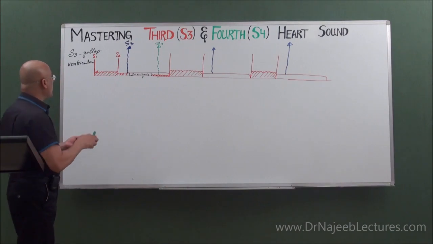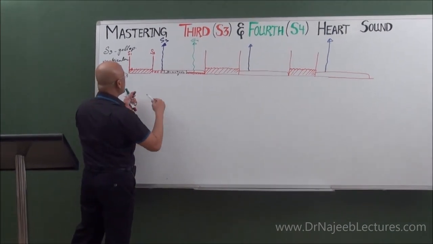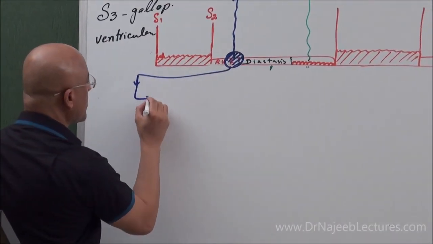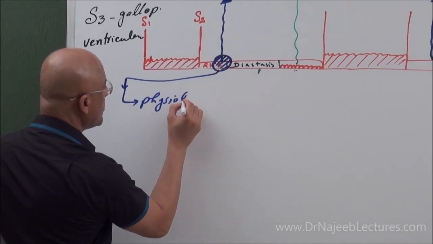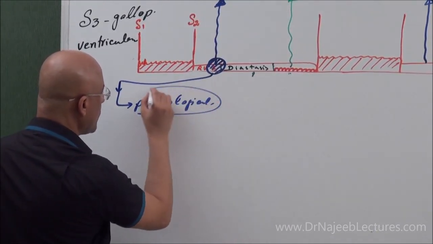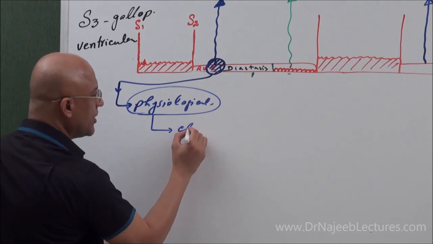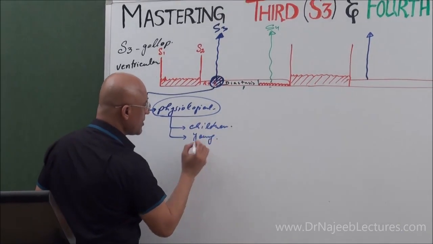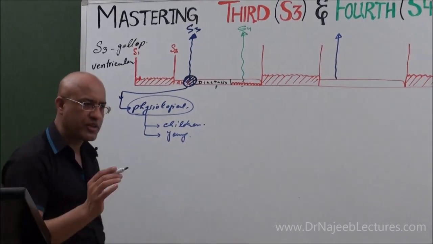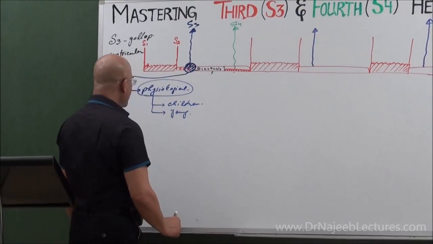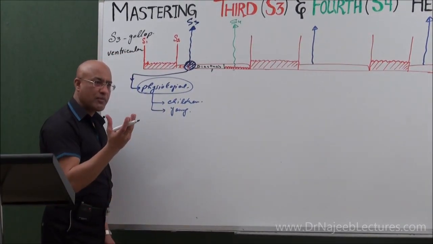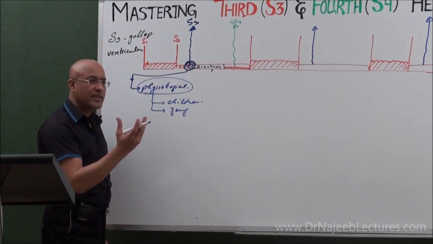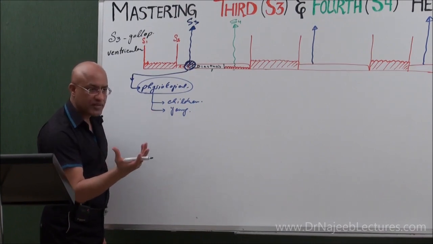So what are the causes of the third heart sound? Number one, they can be physiological. Physiologically, the third heart sound is heard in children, with a very pliable heart. Also a pliable heart up to the age of 30 to 40. In older age, the heart becomes a little stiffened and less pliable, and then S3 disappears.